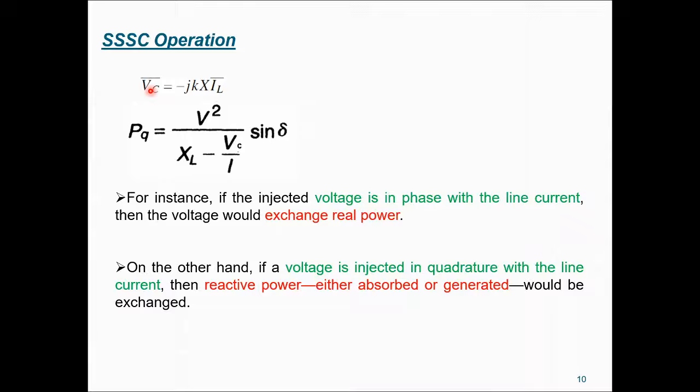What's the main intention of triple C operation here? Triple C is a series combination, so in the series I would like to inject voltage. If that voltage is in phase with the line current, the entire real power will be exchanged. Just one line: voltage in phase with the line current means real power will be exchanged. On the other hand, if voltage is injected in quadrature with the line current, reactive power will be either absorbed or generated. One thing is P and the other is Q: in phase, and perpendicular or quadrature.